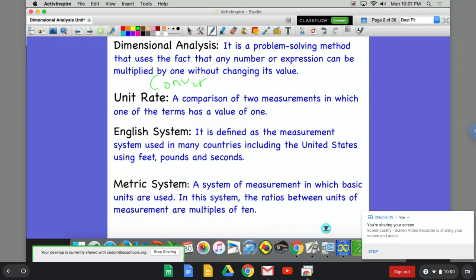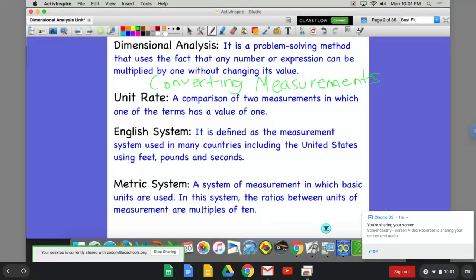Is we are converting measurements. There we go. So, in order to convert measurements, and measurements, when we say that, is length, weight, volume, anything of that sort. And you'll see kind of in just a second what exactly I'm talking about.